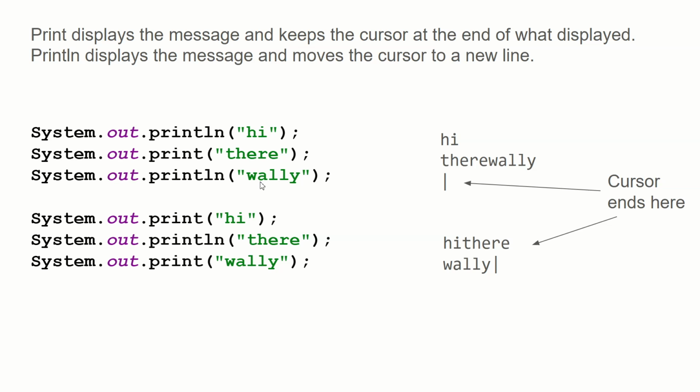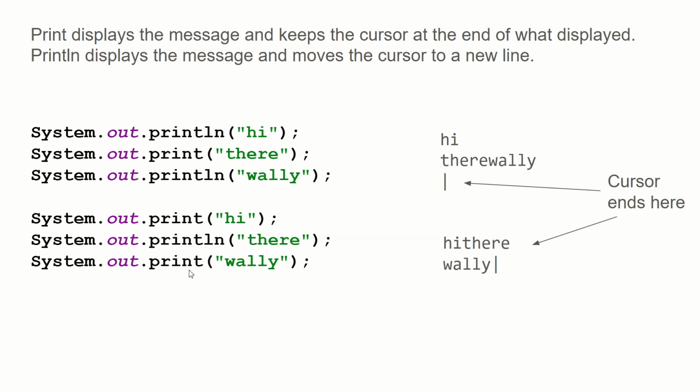So the difference between the output in these two code segments, here println displays hi, then the cursor moves to the next line. So when we print there, it's begun on the line after hi. After it prints there, the cursor remains at the end of there, because it's just a print statement. And then the println statement displays Wally starting from the end of the there. Because it's println, as soon as we're done displaying Wally, the cursor moves down to the next line. So hi, new line, there Wally, new line.